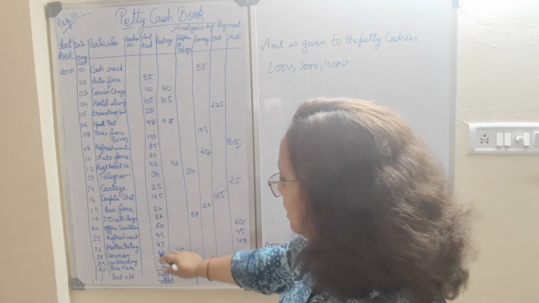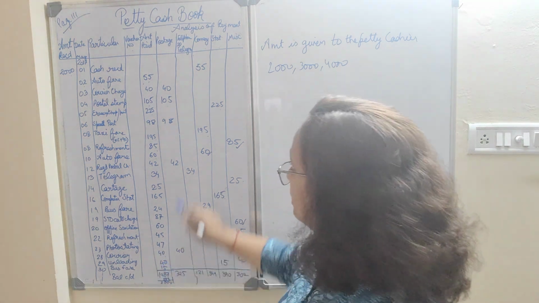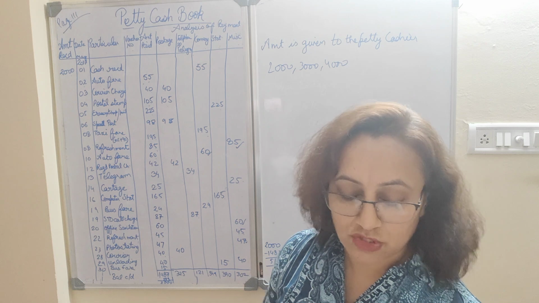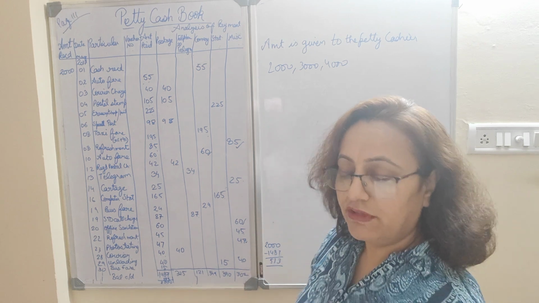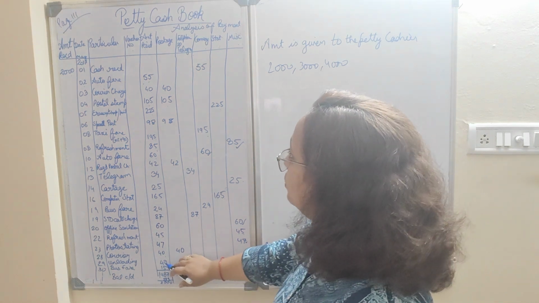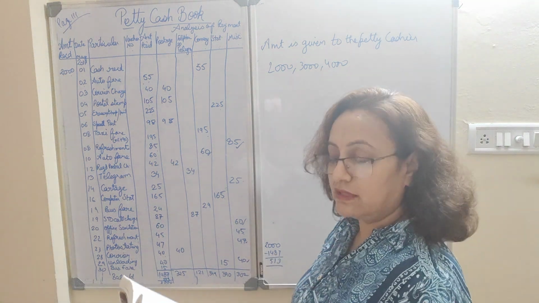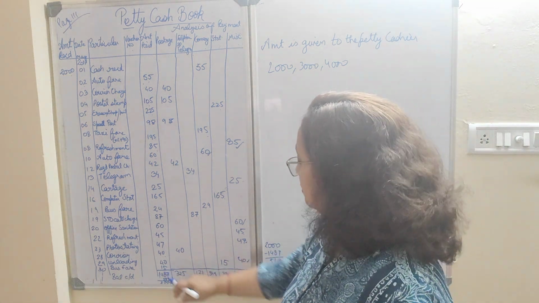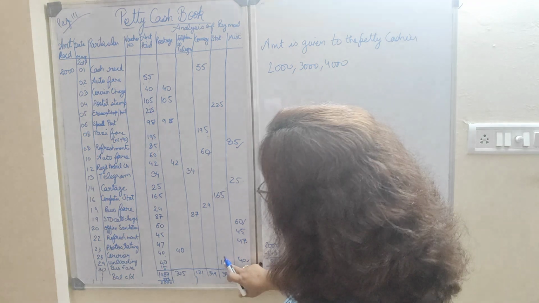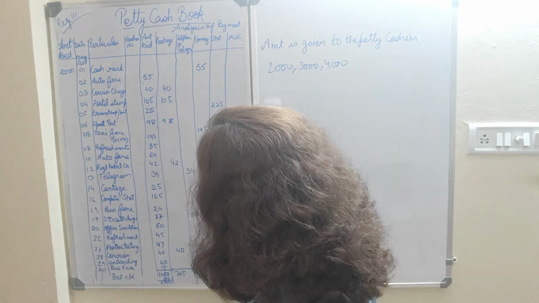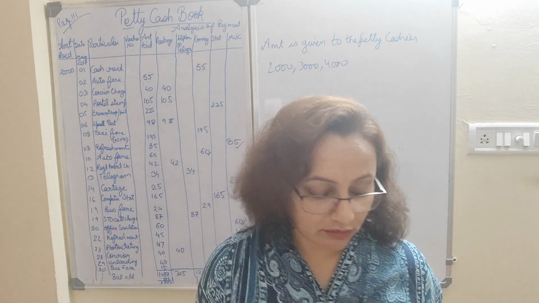Courier service 40. It will go in postage. Why? Courier, I told you, is equal to postage only nowadays. Then we have unloading charges. Unloading charges of 40 are written here and it will go in miscellaneous. Then bus fare 15. Bus fare will go in conveyance. Sorry, it's written wrong here. It will go in conveyance.